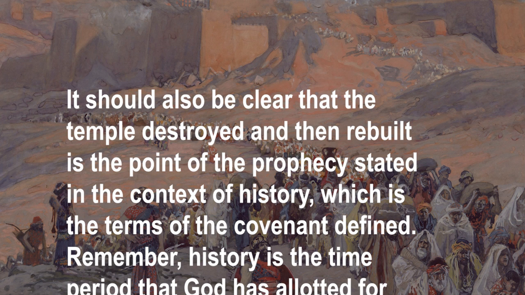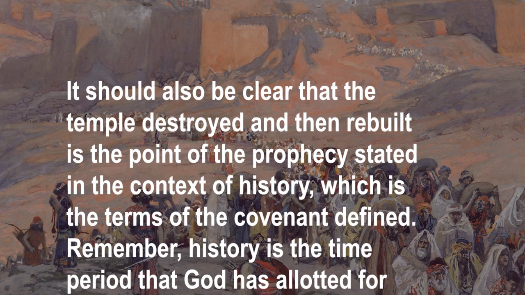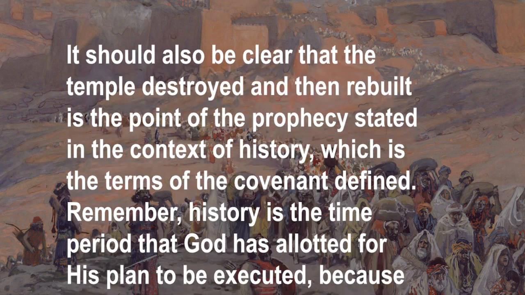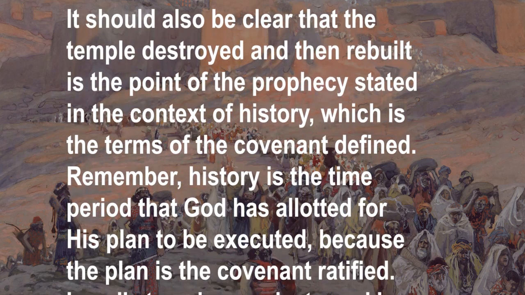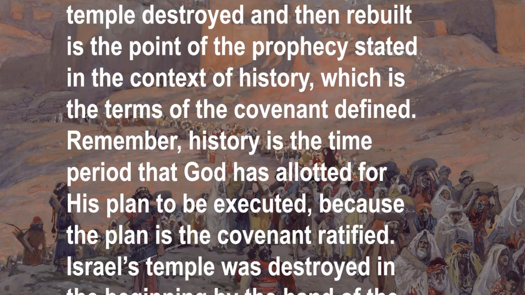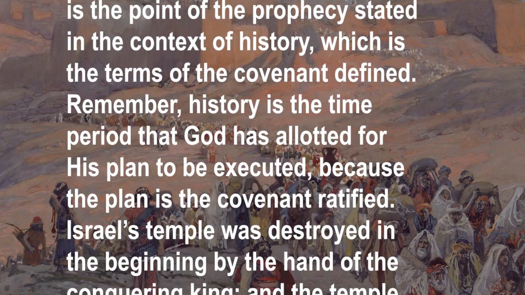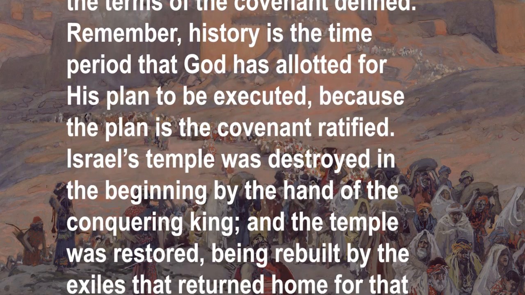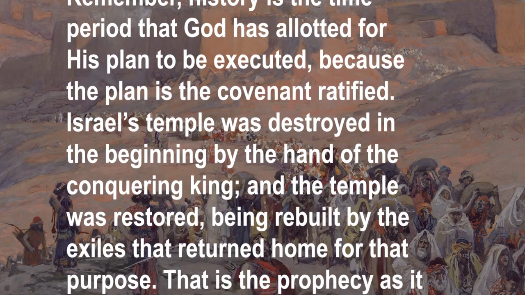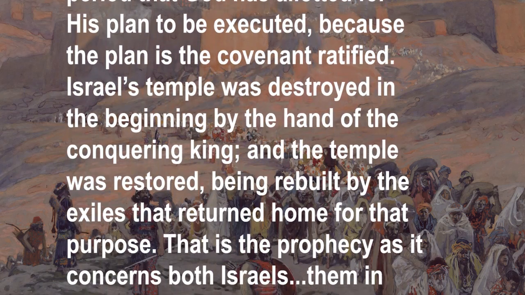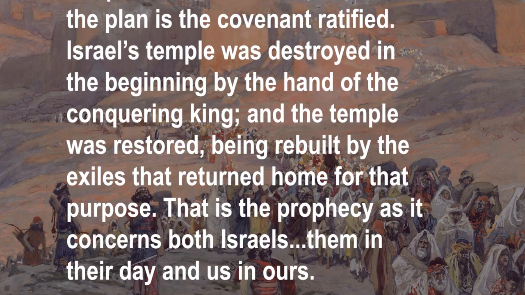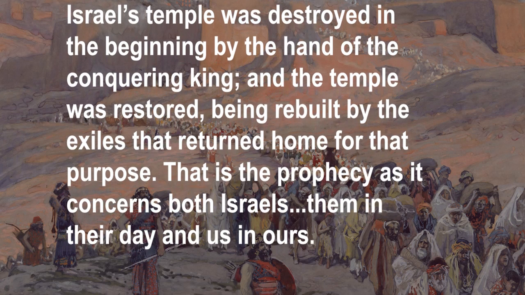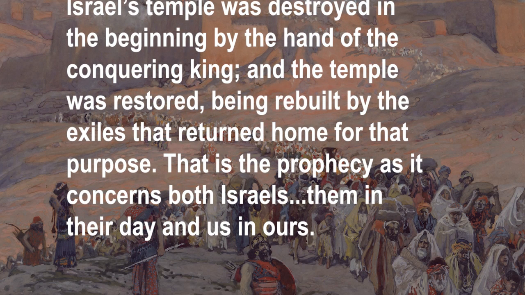It should also be clear that the temple destroyed and then rebuilt is the point of the prophecy, stated in the context of history, which is the terms of the covenant defined. Remember, history is the time period that God has allotted for his plan to be executed, because the plan is the covenant ratified. Israel's temple was destroyed in the beginning by the hand of the conquering king, and the temple was restored, being rebuilt by the exiles that returned home for that purpose. That is the prophecy as it concerns both Israel, them in their day, and us in our day.